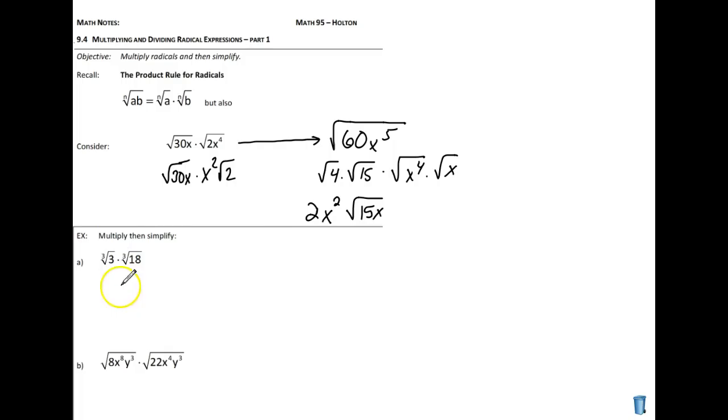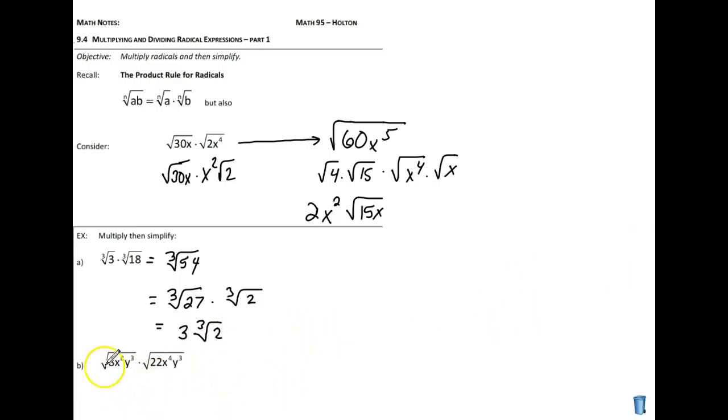Okay, so consider cube root of 3 times the cube root of 18. Well, that becomes the cube root of 54, which now when I'm thinking of my perfect cube factors, I really know that that's the cube root of 27 times the cube root of 2, which gives me 3 times the cube root of 2. Simplified.